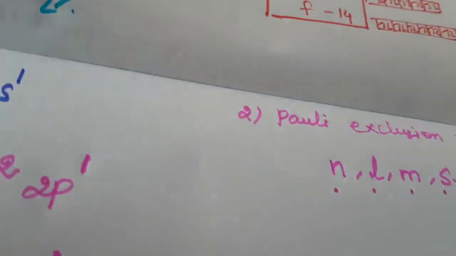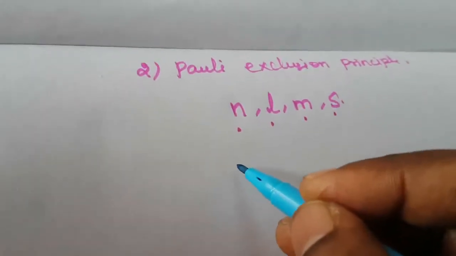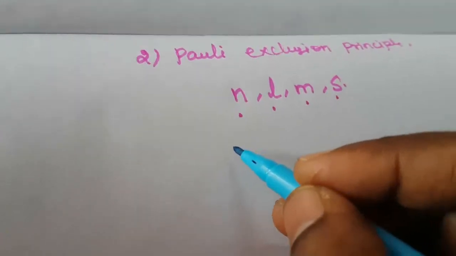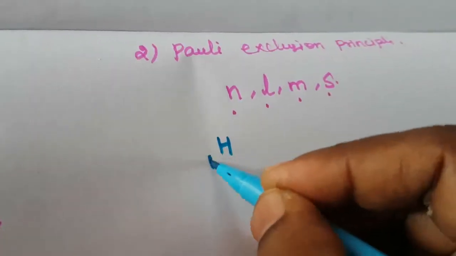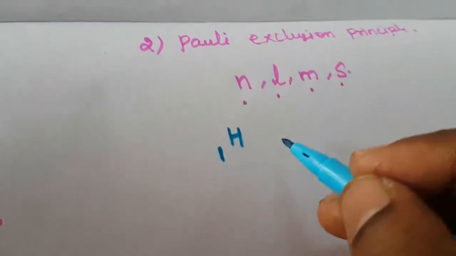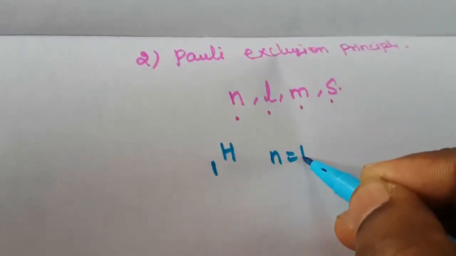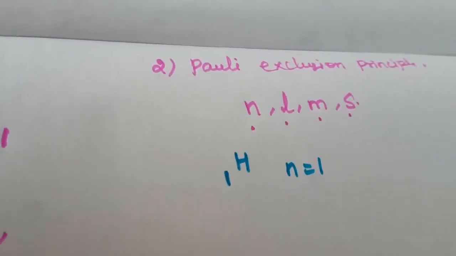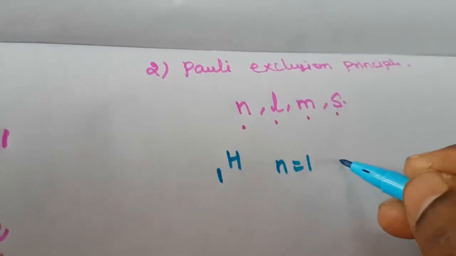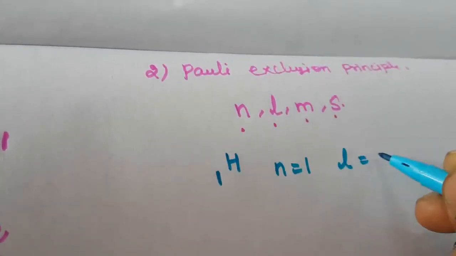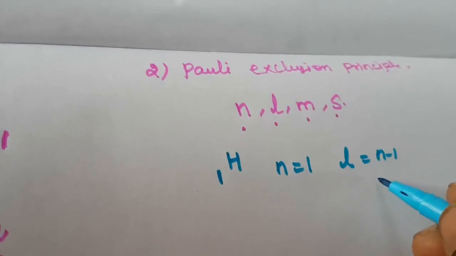For example, this is how the principle can be explained. n is equal to 1 for the hydrogen atom. For hydrogen the atomic number is 1, right? We already know that. So there is only one electron, and n is the principal quantum number, n equals 1. What is the l value? What is the formula? l is equal to n minus 1. So what is the answer? It is equal to 0, right? l is equal to 0.